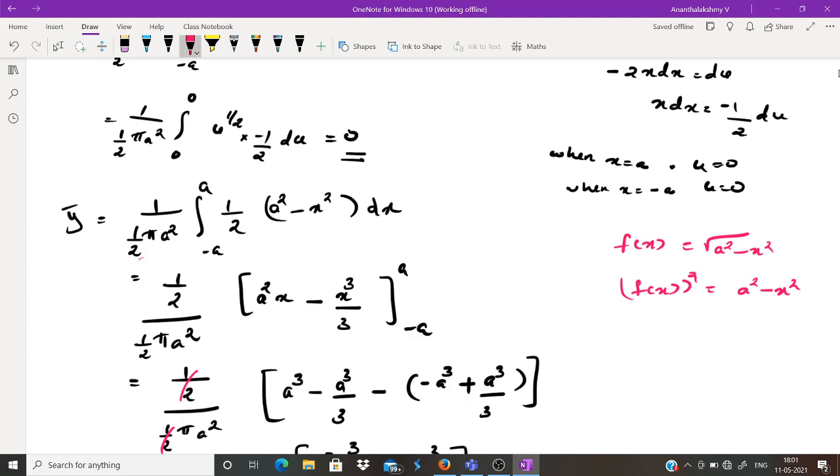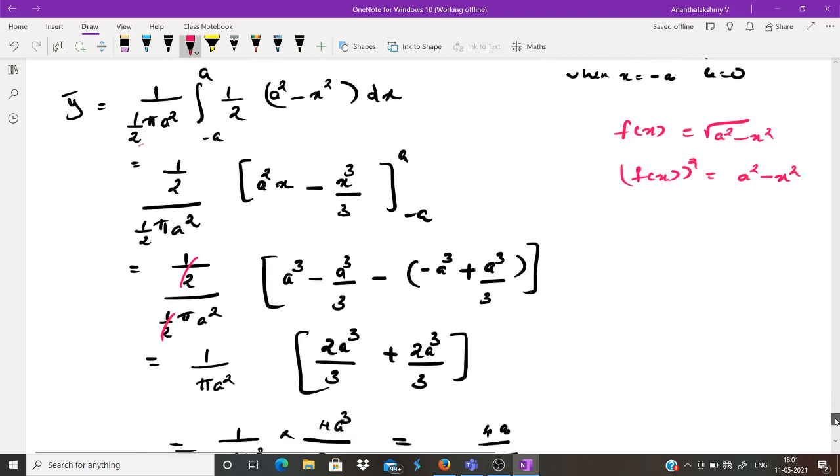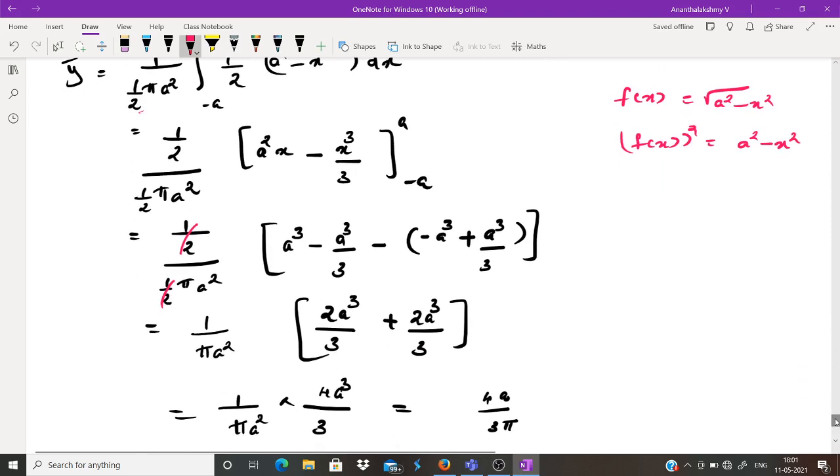Then you substitute the limit, and half and half cancel. Then by simplifying, substitute the value of a: a cube minus a cube by 3, minus, when you substitute minus a, you get minus a cube minus a cube divided by 3, plus a cube divided by 3. This is 2a cube by 3, and this part is also 2a cube by 3. By adding you get 4a cube by 3. The a square and a square cancel, and you get the answer as 4a divided by 3 pi. This is the centroid.